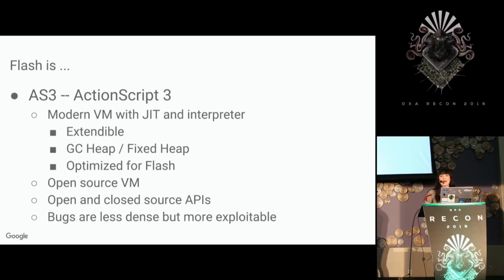AVM3 is open source as Tamarin on Mozilla, and the heap is open source as MMGC on Mozilla, so you definitely can find and build these yourself if you want to. There's open source and closed source APIs. All the really common core Flash classes like array and vector are open source. And then there's some proprietary APIs, things like bitmap filtering, that are proprietary to Adobe. And I'd say in AS3, bugs are less dense but more exploitable. It's harder to find bugs because it's better designed, but if you do find one, you have tons and tons of features you can use for exploitation.